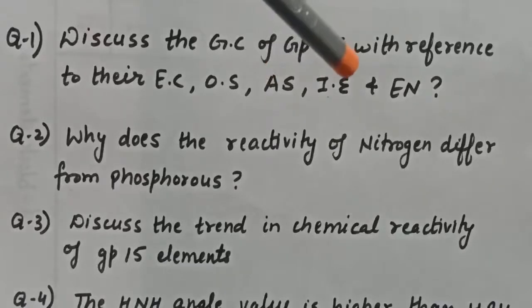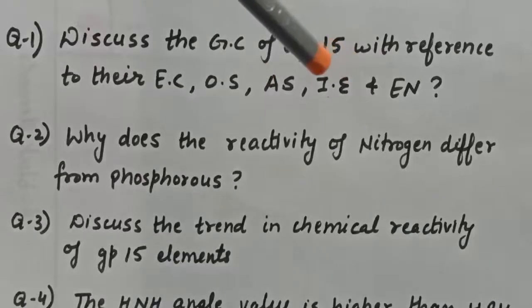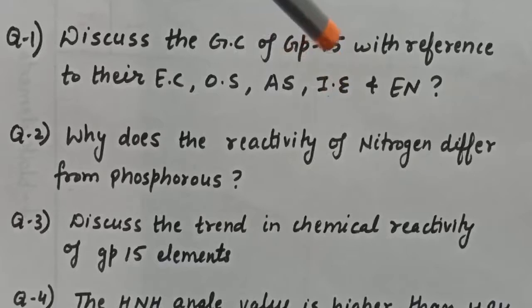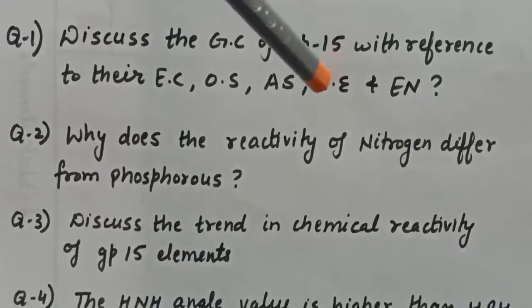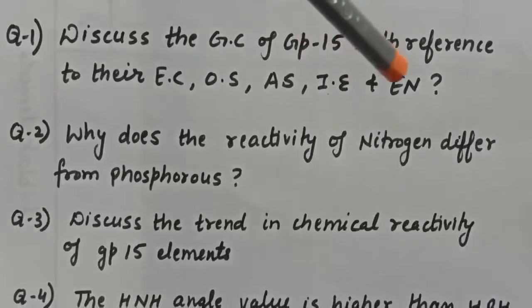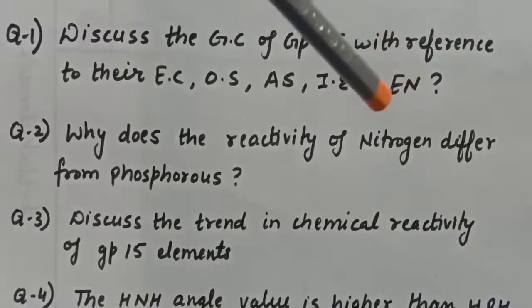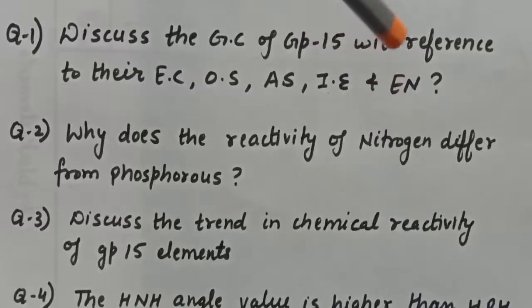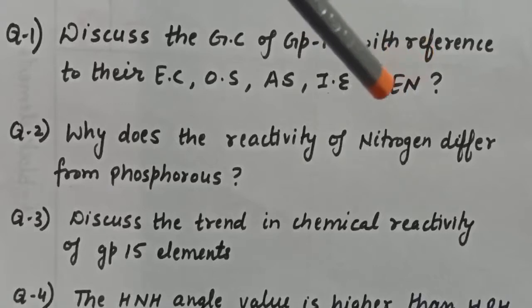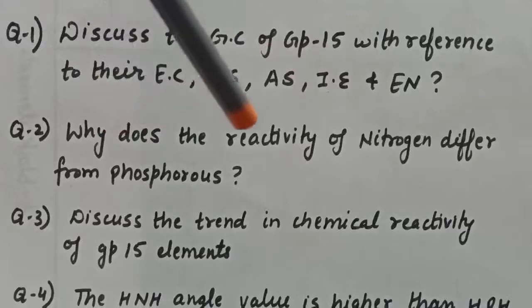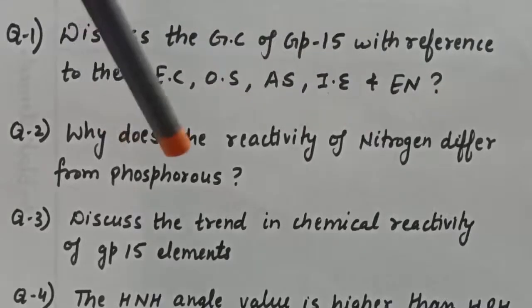Now if we compare the ionization enthalpy in group 15, when we move down in a group, ionization enthalpy decreases, but the ionization enthalpy of group 15 is more than that of group 14 because of half-filled stable configuration of group 15. Next property is electronegativity. Now if we compare the electronegativity, nitrogen is the most electronegative element in group 15, and when we move down the group, electronegativity decreases.